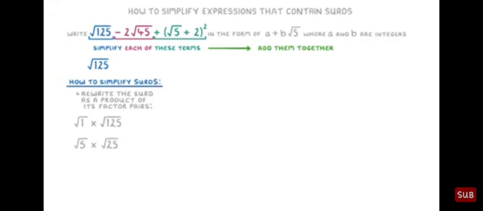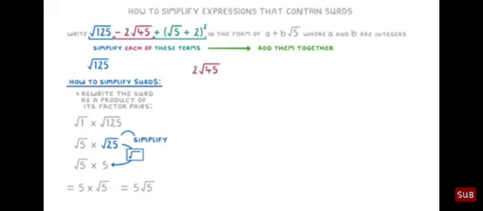So in this case, that would be root 5 times root 25, because 25 is a square number. Then to simplify it, we actually take the square root. So because the square root of 25 is 5, we're left with root 5 times 5, which we can rewrite as 5 times root 5, or just 5 root 5. So we've now simplified the square root of 125 all the way down to 5 root 5.